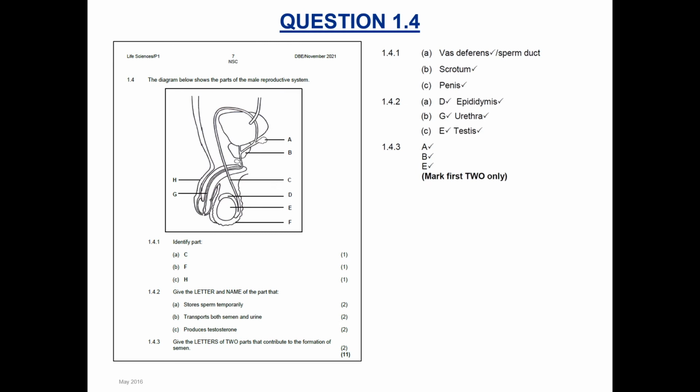1.4.2. Give the letter and the name of the part that stores sperm temporarily. This is the part on top of the testes that stores sperm temporarily, which is D, epididymis. Please make sure you know how to spell epididymis correctly. 1.4.2b. The letter and the name that transports semen and urine. That's G, that's in the penis, and that is the urethra. The letter and the name of the part that produces testosterone, which is E, and that's the testes, because testosterone gets its name from the testes.